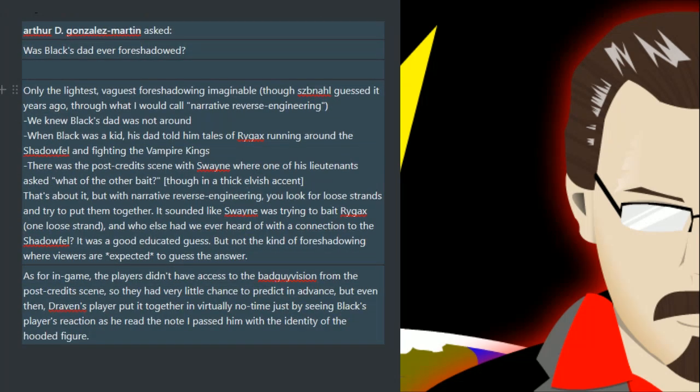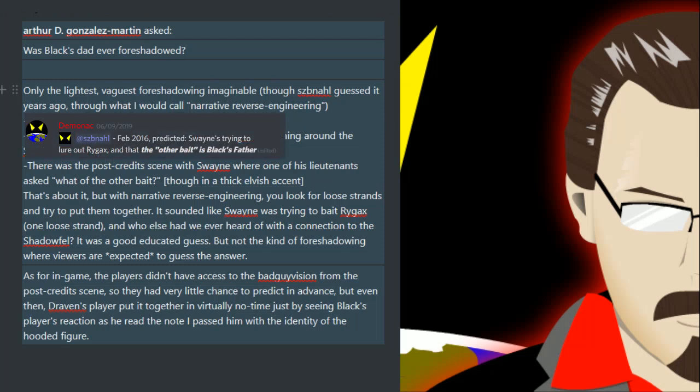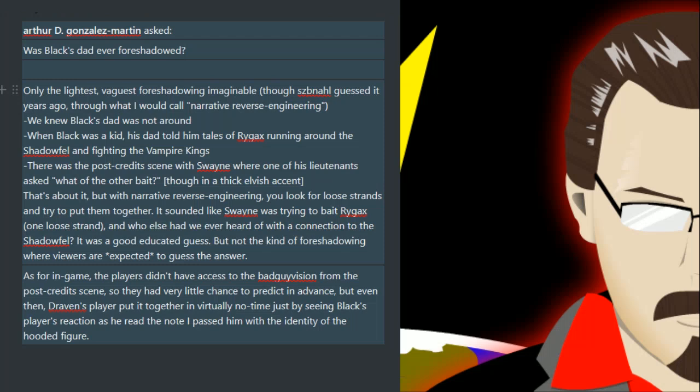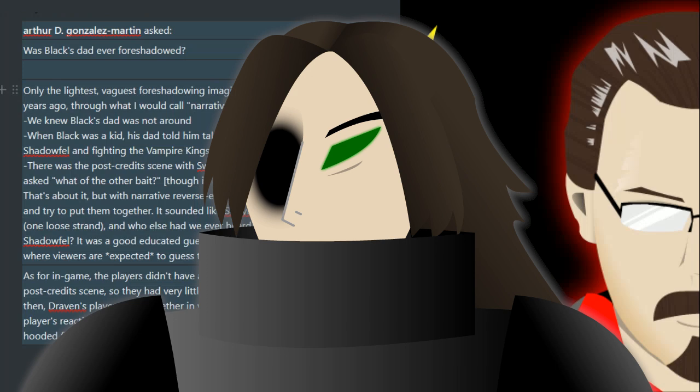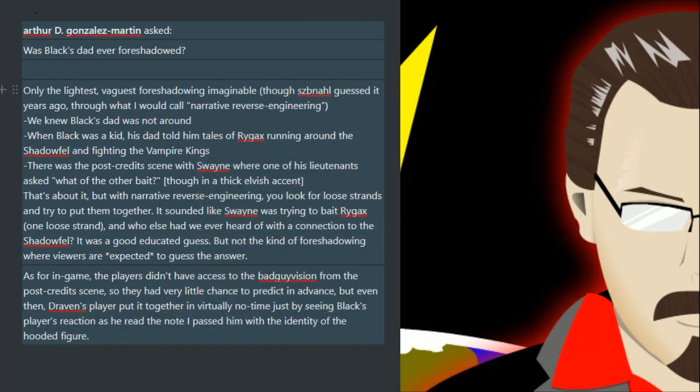Arthur D. Gonzalez Martin asked, was Black's dad ever foreshadowed? Only the lightest, vaguest foreshadowing imaginable, though, as had been all guessed it years ago through what I would call narrative reverse engineering. We knew Black's dad was not around. When Black was a kid, his dad told him tales of Rygax running around the Shadowfell and fighting the Vampire Kings. There was the post-credits scene with Swain, where one of his lieutenants asked, "What of the other bait?" Though in a thick Elvish accent. That's about it.